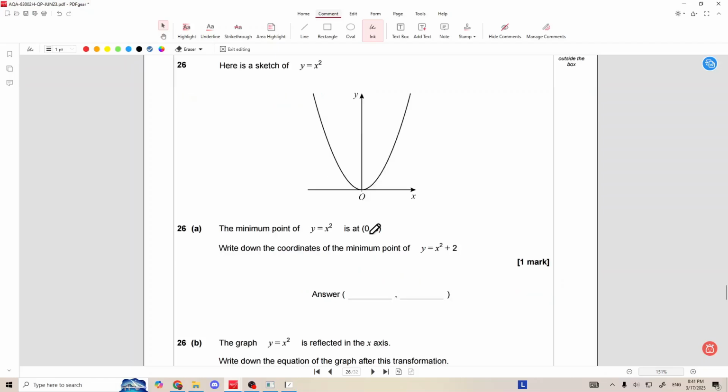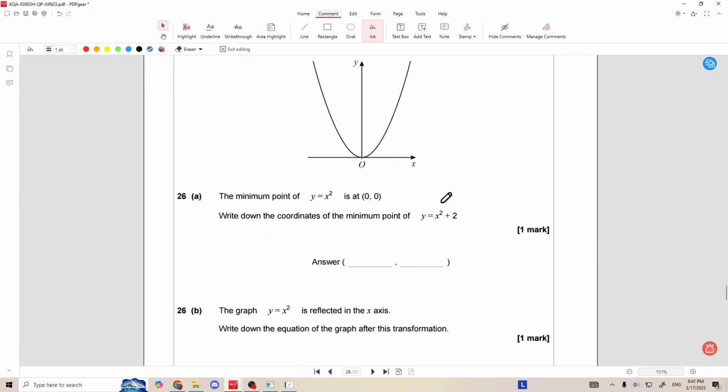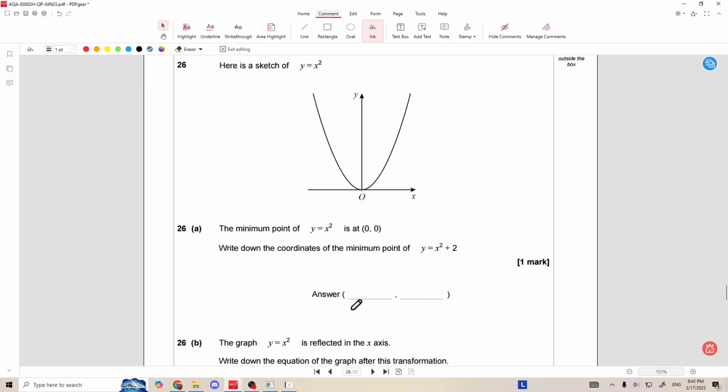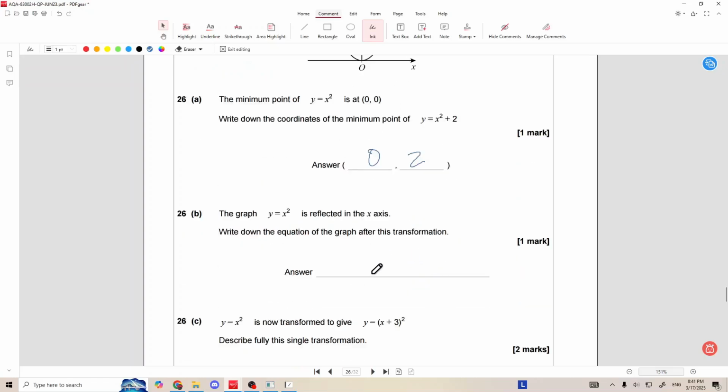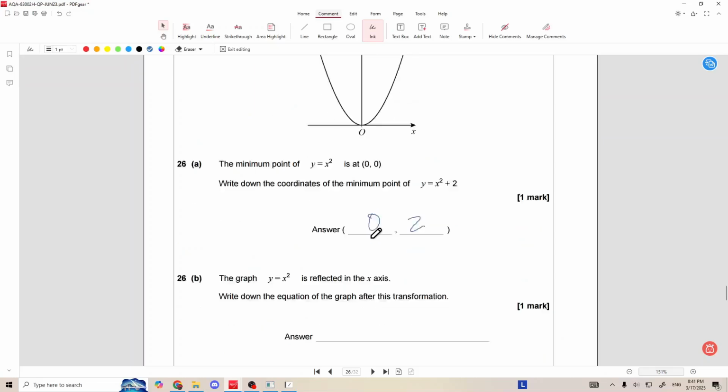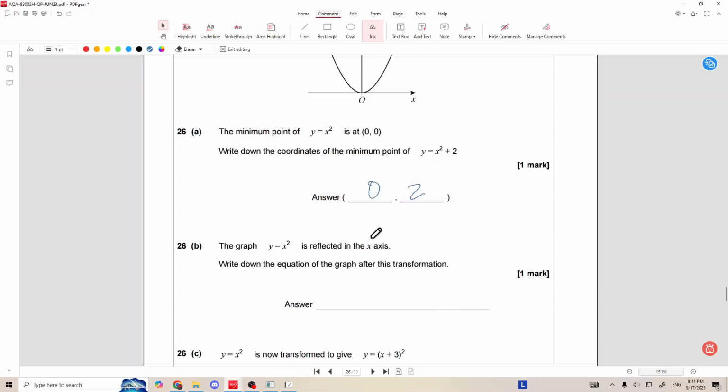Here's a sketch of y equals x squared. The minimum point of y equals x squared is 0, 0. Write down the coordinates of the minimum point of y equals x squared plus 2. Plus 2 just shifts the whole thing up by 2, so it's 0, 2. The graph of y equals x squared is reflected in the x-axis. Write down the equation of the graph after its transformation.